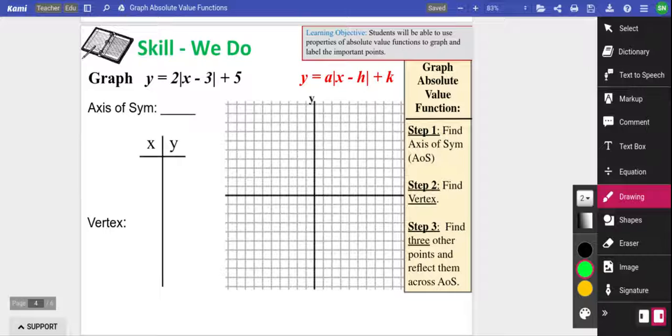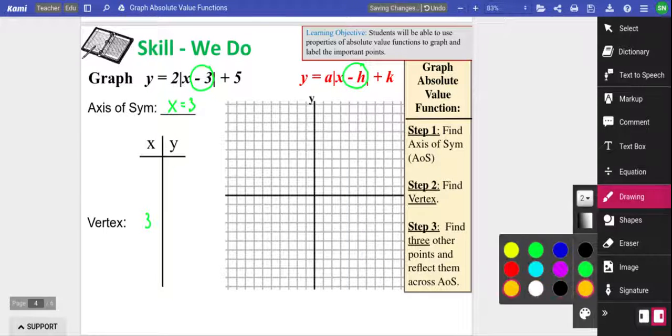So we'll start by finding the axis of symmetry. The axis of symmetry is found by looking at that part, and whatever the opposite of that is would be the axis of symmetry. In this case we have a -3, therefore the opposite would be x equals +3. That +3 is also the x value of the vertex. Now in order to find the y value of the vertex, we have to look at k, which for our problem is 5. That takes care of step 1 and step 2.